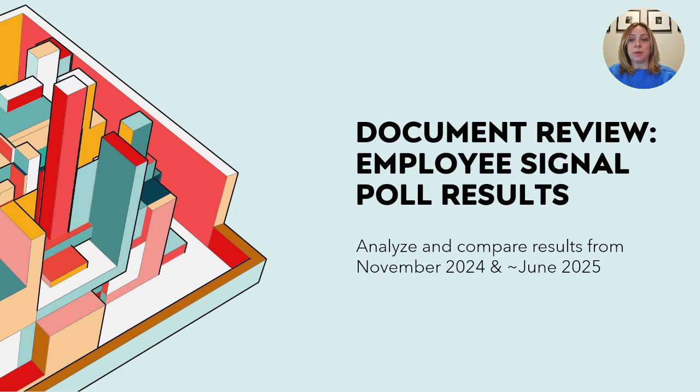So, document review number one, Employee Signals results. We want to analyze and compare the results from the last poll that we took, which was November 2024, and then hopefully be able to compare them to the ones that we should be taking around end of April. So, we should get those back by June.